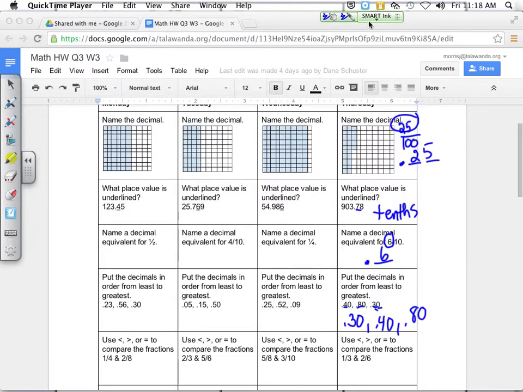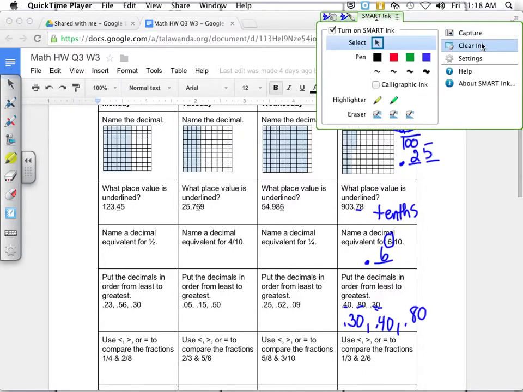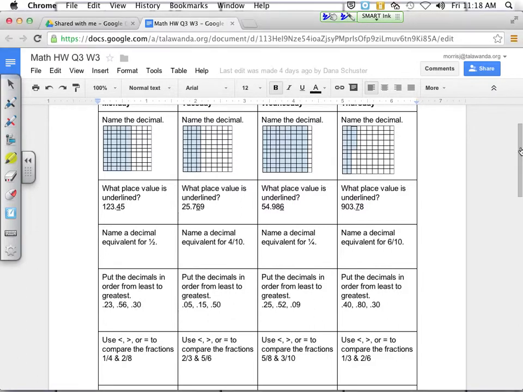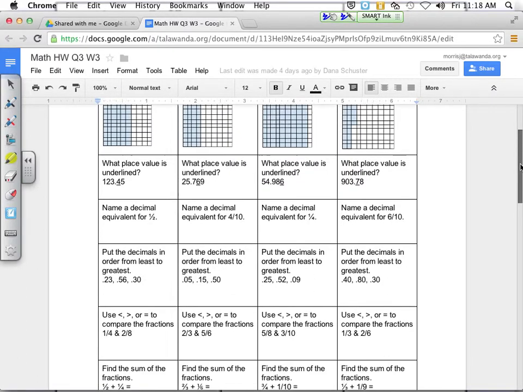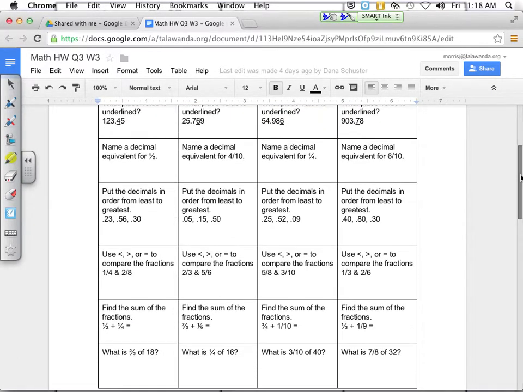Okay? Can you clear the ink and move us up? Down, please. Down. See, you scroll down and it moves up. That's why I get confused. Start from the bottom and then go up.